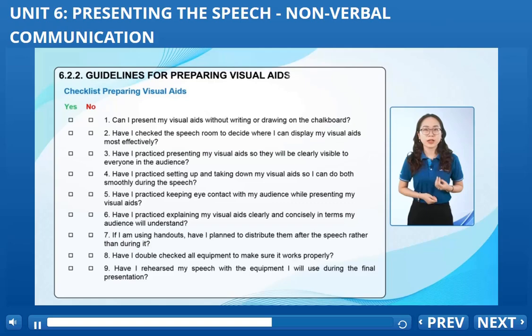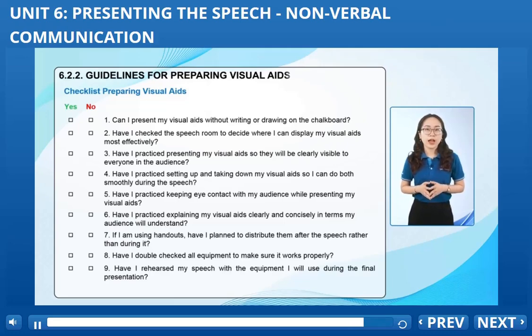Next, have I practiced setting up and taking down my visual aids so that I can do both smoothly during the speech? Next, have I practiced keeping eye contact with my audience while presenting my visual aids? Question number 6, have I practiced explaining my visual aids clearly and concisely in terms my audience will understand? Number 7, if I am using handouts, have I planned to distribute them after the speech rather than during it?